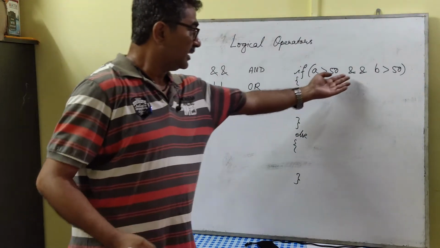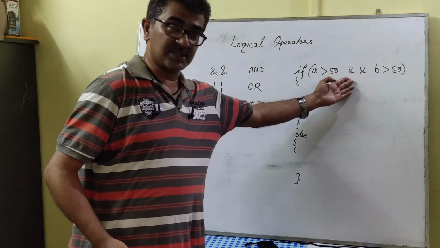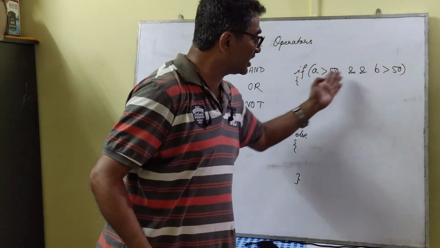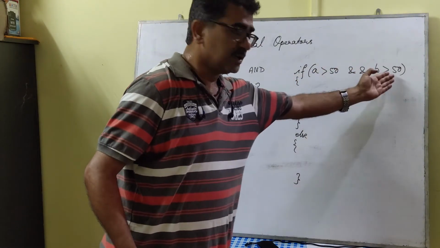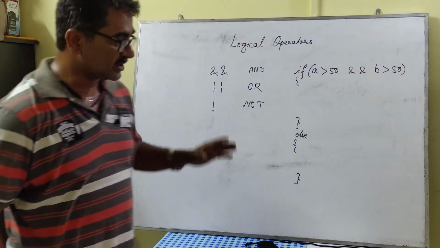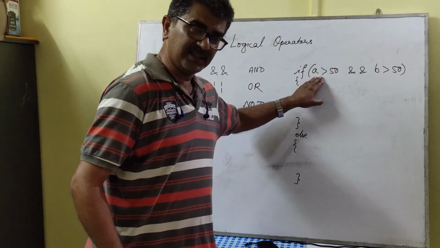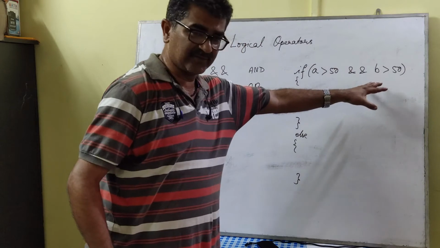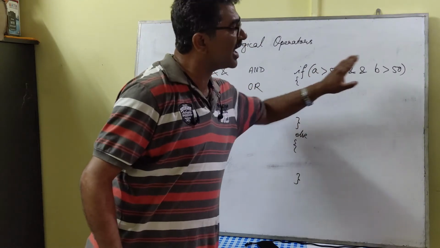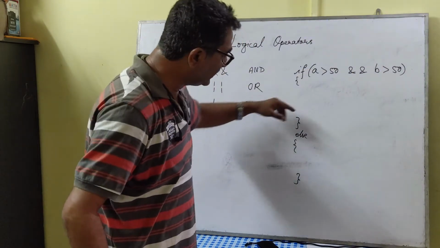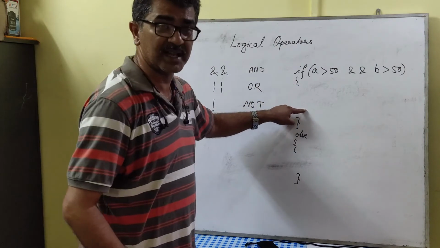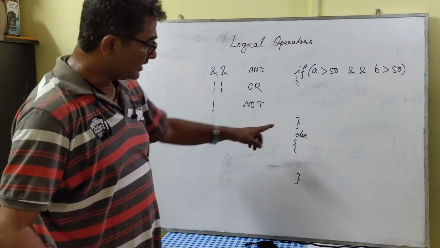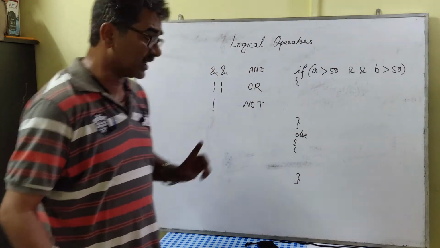Now you see, the logical operator AND is used to join more than one relational operation, that is, to join more than one comparison. What it does is, only when the values of A and B are both greater than 50, that means this condition is true as well as this condition is true, only then the statements in the if block get executed. Otherwise, the statements in the else block get executed.